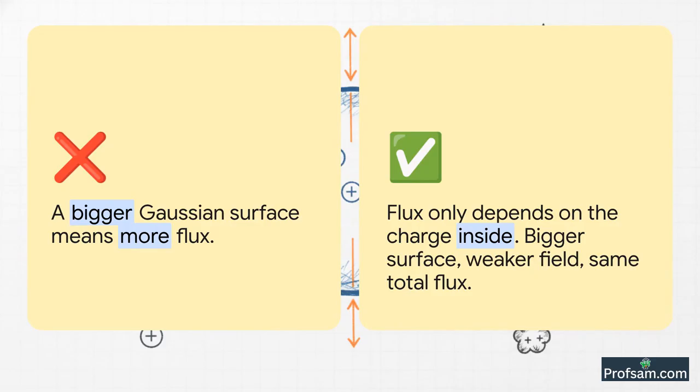And the third mistake. This one is very intuitive, so be careful. If I draw a bigger net, a bigger Gaussian surface, it feels like it should catch more flux, right? Wrong! Let's go back to our water analogy. Does the spring care how big your net is? No, the flux only depends on the charge inside. When you make the surface bigger, you are moving farther away, so the field becomes weaker. This decrease in field strength perfectly, mathematically, cancels out the increase in the area, so the total flux stays exactly the same.